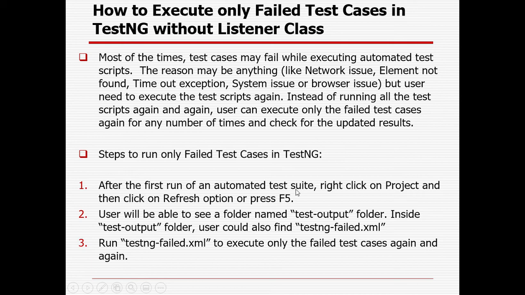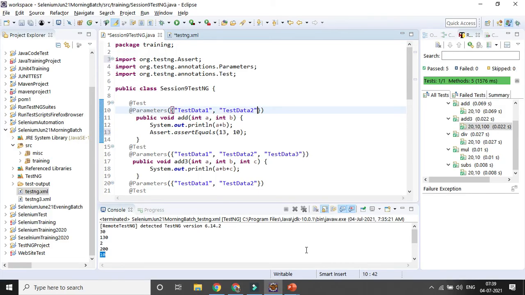After the run is completed, you need to right click on the project and refresh it. There will be a test-output folder. In that folder there will be a file testng-failed.xml. If you run it, only the failed test cases will be executed. So let's try to run it here. Here only one test case will fail, and the rest of the test cases will pass.